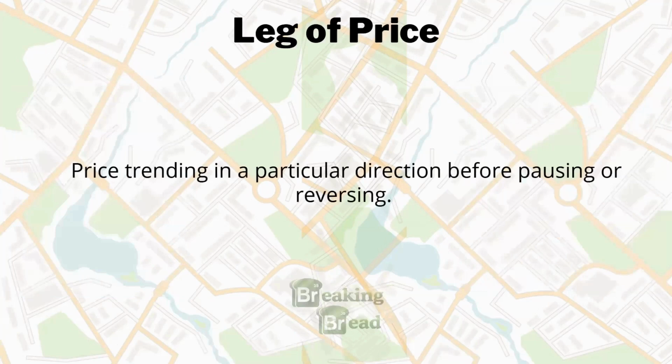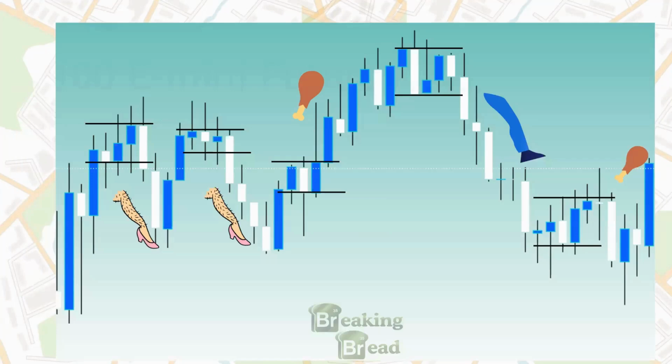All right, so let's talk about the leg of price. This is when price is trending in a particular direction before pausing or reversing, right? So it doesn't matter what your leg looks like. A leg is a leg. This is when price is clearly moving in a particular direction before pausing or doing a full-on reversal, right? I don't want to say before pausing, but it's not pausing and it's not reversing, right? It's clearly trending in a particular direction.